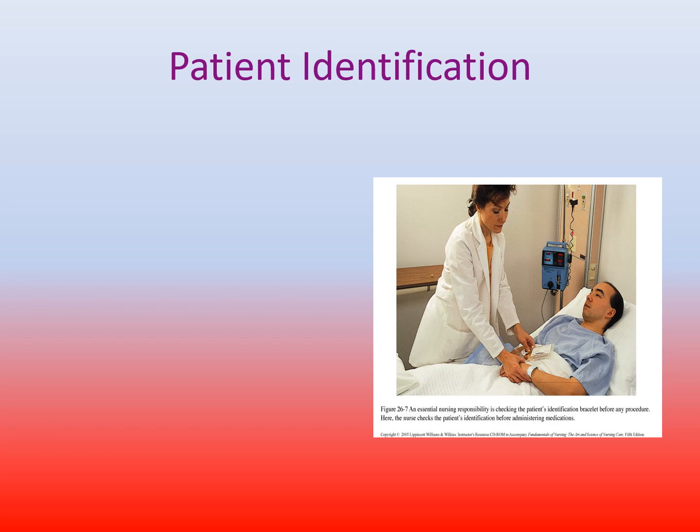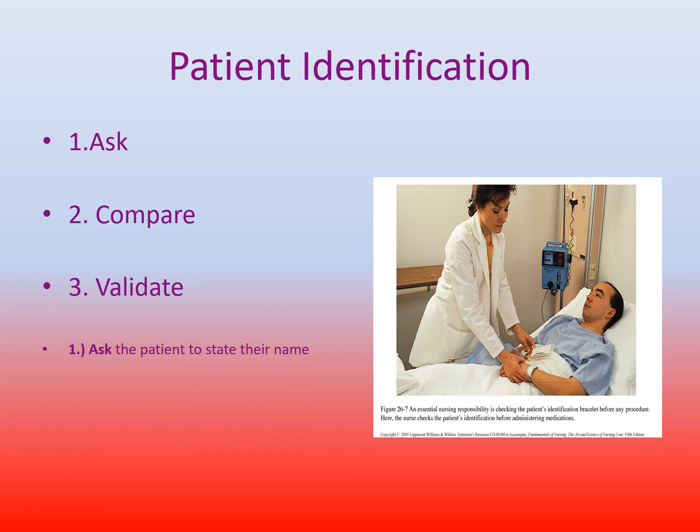Now, the three-step process is as follows. 1, ask. 2, compare. And 3, validate. What does this mean? 1, we ask the patient to state their name, their full name, first and last. What we don't do is tell the patient their name. We have them tell us their name and spell it, first and last name.